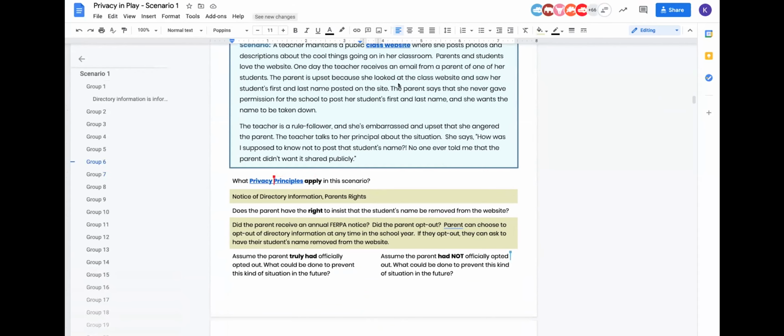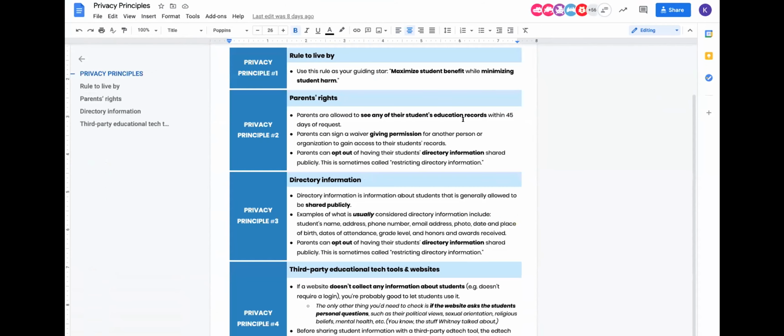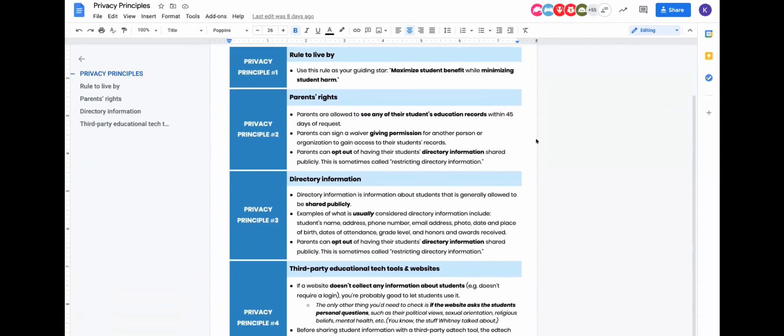I'm going to ask for a volunteer on this one to unmute yourself and share with us which privacy principles did you select, and just a brief explanation of why. So if you're comfortable sharing your thoughts, go ahead and unmute yourself and speak up.